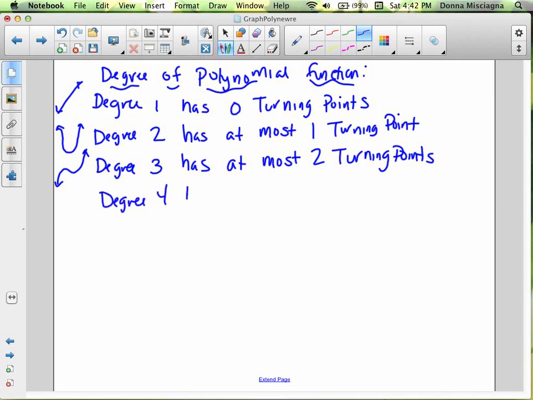Degree 4 has at most 3 turning points. And it looks like, I'm just going to draw one type. I'm not going to draw the upside down one too. It would look like that, right? Basically looks like that shape. Right, so look at the numbers and let's see if you could figure out how I figured out the degree. And let's go back to that other graph.